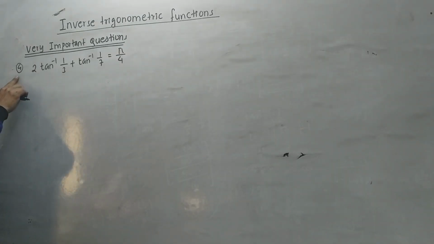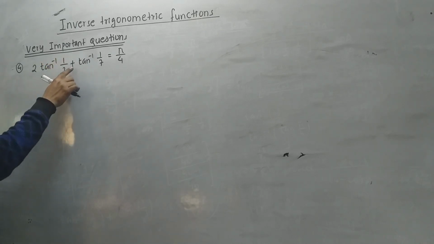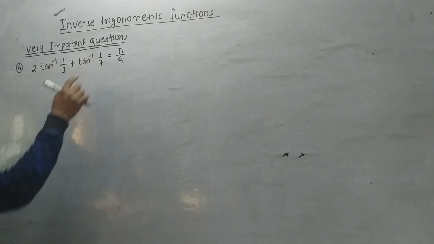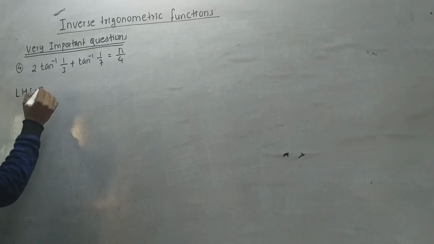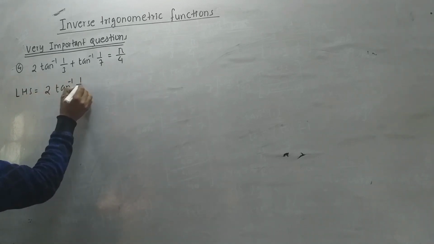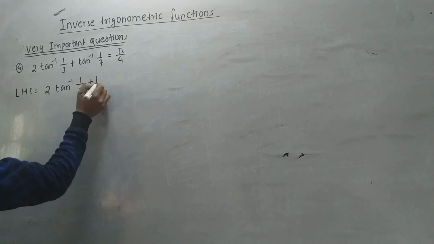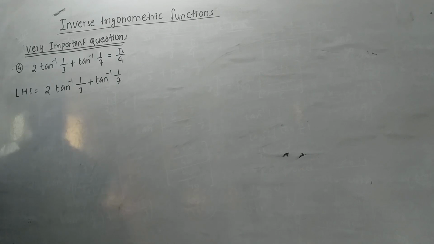Now question number 4. 2 tan inverse 1 by 3 plus tan inverse 1 by 7 is pi by 4. So now let me move to the left hand side. So here it is 2 tan inverse 1 by 3 plus tan inverse 1 by 7.